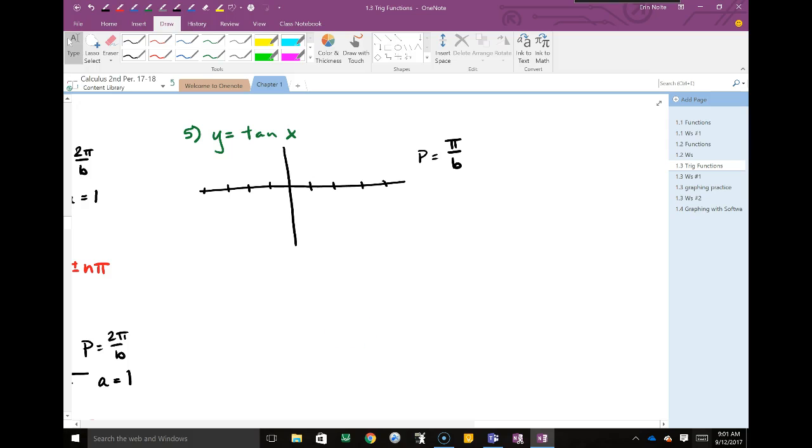I would say, actually, let's go like this. When graphing, use 2 pi over b for your fourth increment.